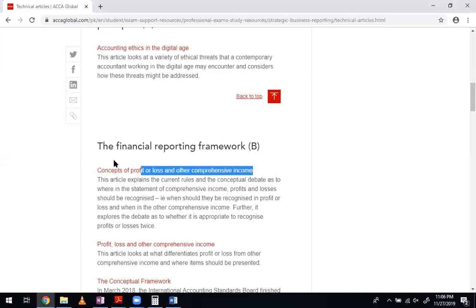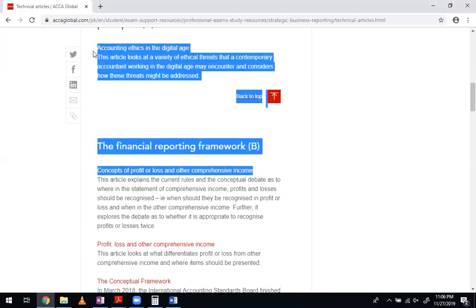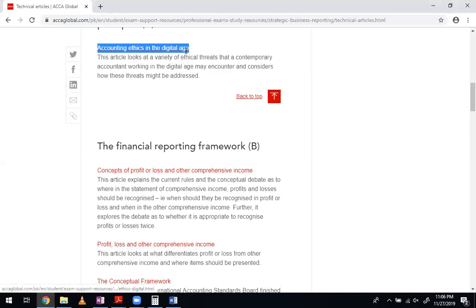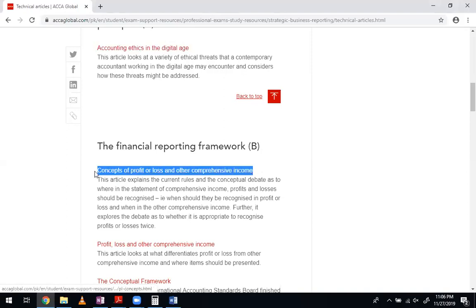Law is asking, what's the second article? Law, this one and this one: accounting ethics in digital age and concepts of profit and loss. Colin is saying that he wants the current issues handout. Okay, Colin, I will share that. Yes, Julie, we will discuss the important areas at the start.